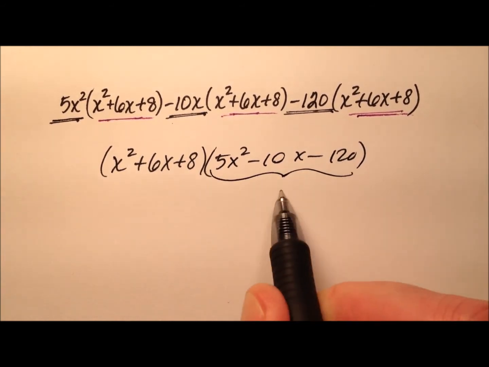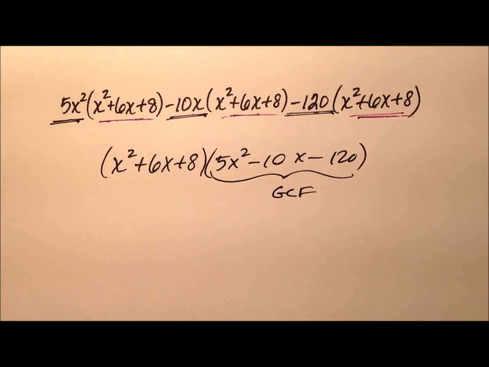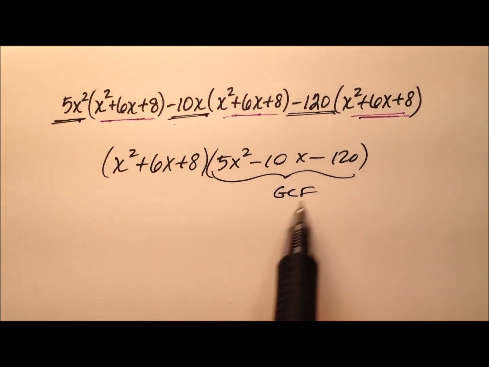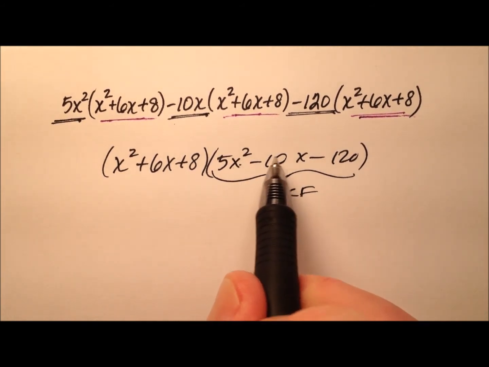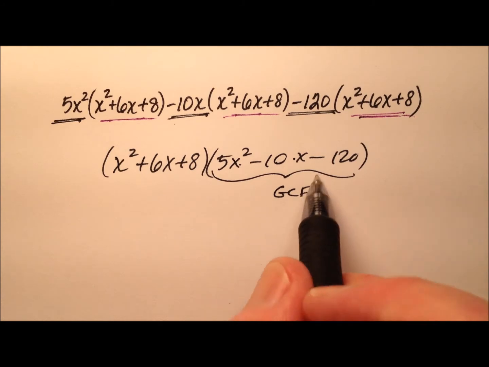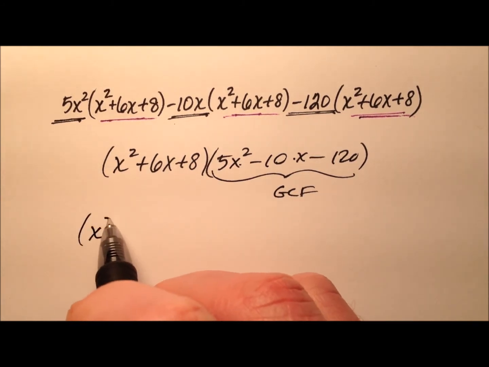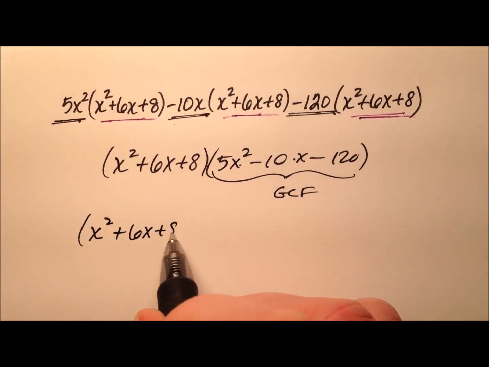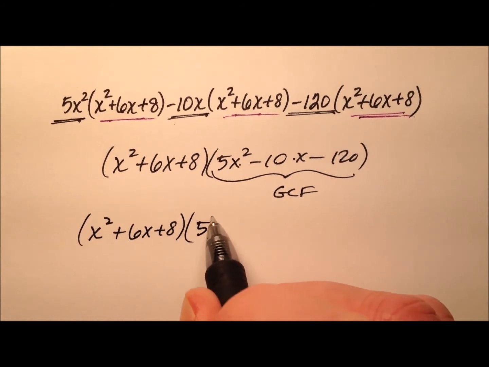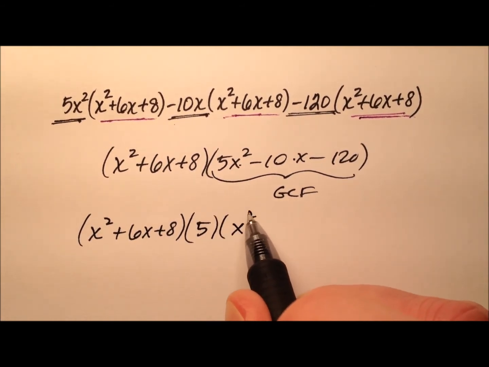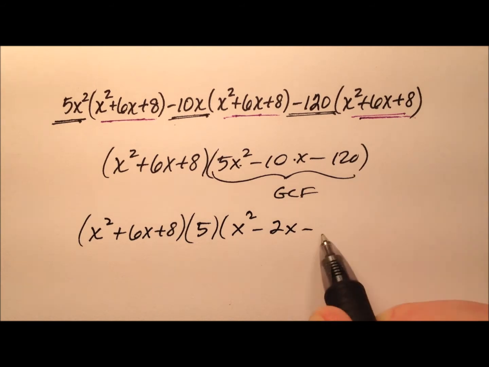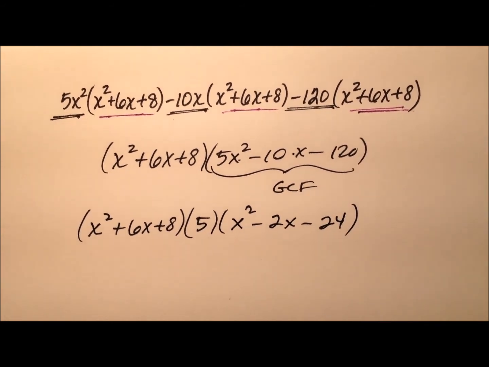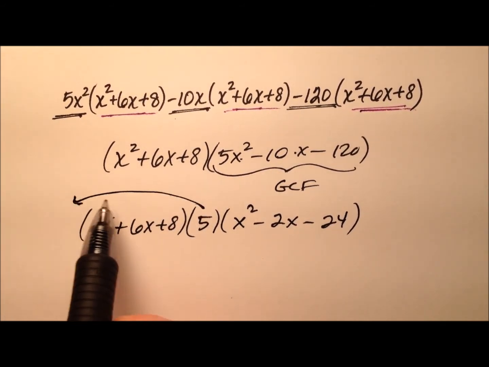Well, here it looks like I have a greatest common factor that I can factor out before I continue. It looks like there's a 5 I can pull out of everything. So let's go ahead and do that. So we have this x squared plus 6x plus 8. And let's go ahead and pull that 5 out. And what's left is x squared minus 2x minus 24. Okay, so that 5 can come up front.